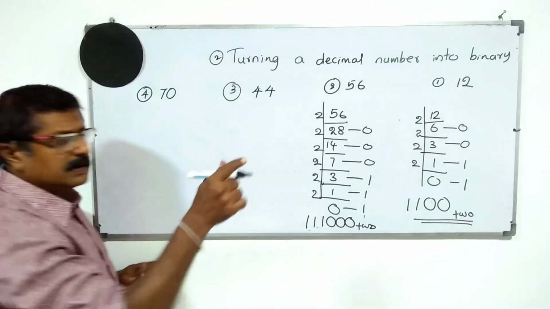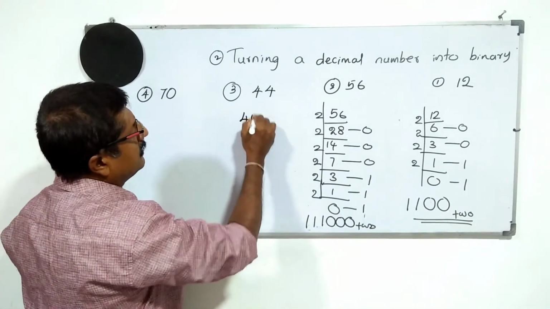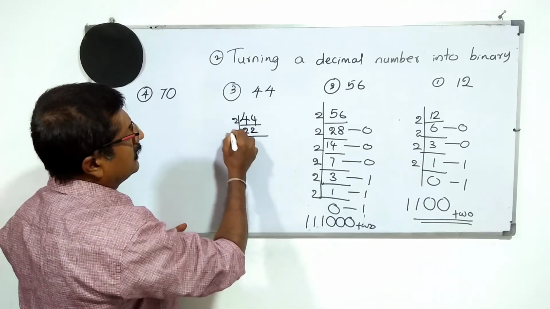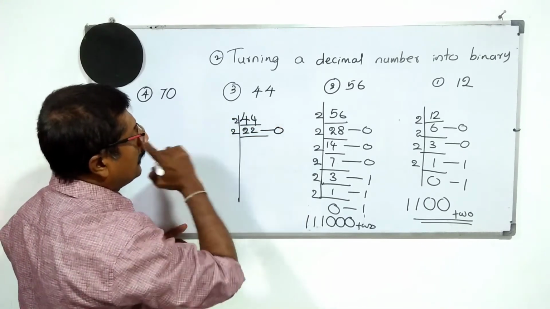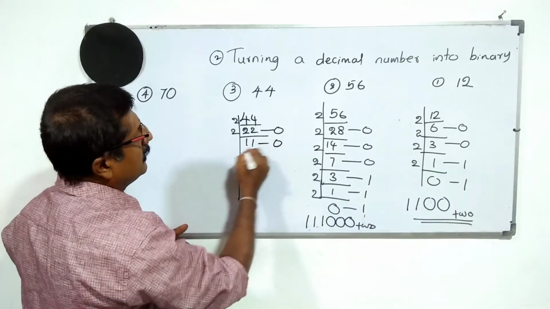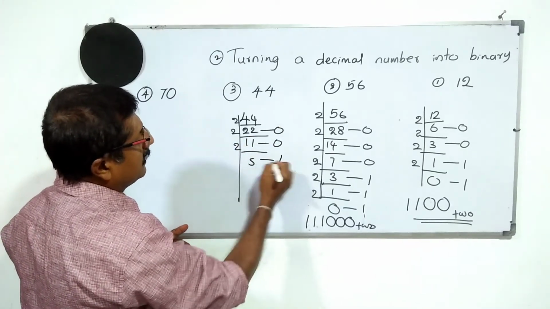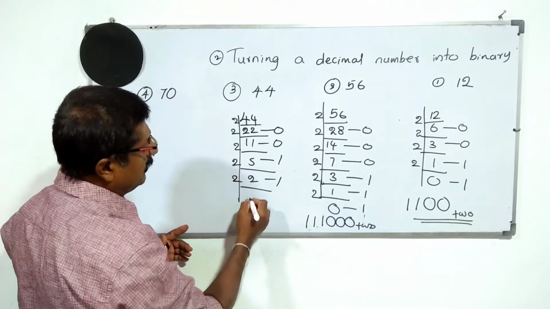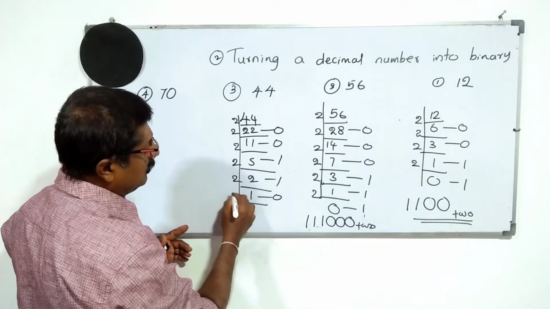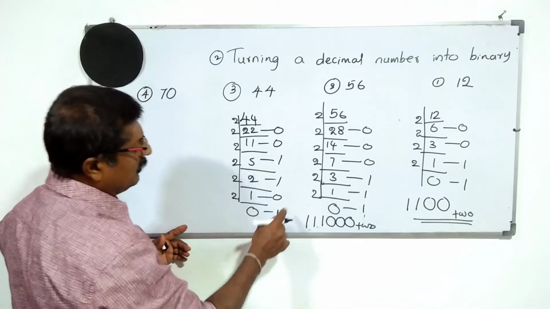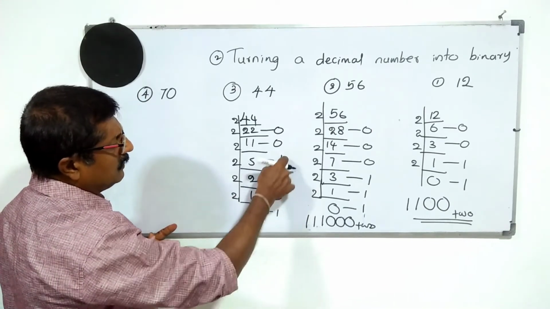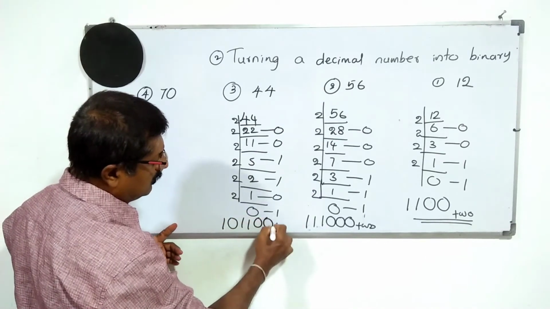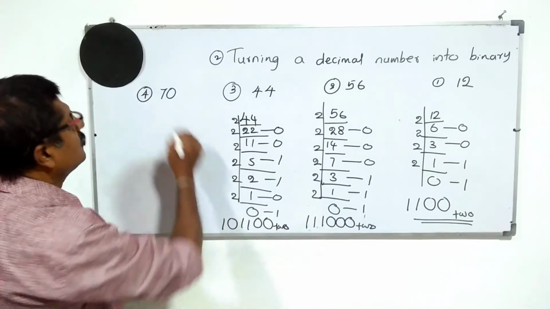Next one is 44. Let's divide by 2 like this. Then 22, no remainder. Again by 2, 11, no remainder. Again by 2, 5, 1. Again by 2, 2, 1. Again by 2, 1, 0. Again by 2, 0, 1. So what is the number? 1, 0, 1, 1, 0, 0. Write 2 in here.